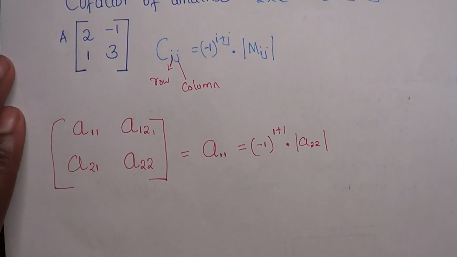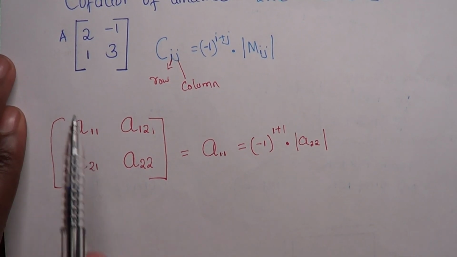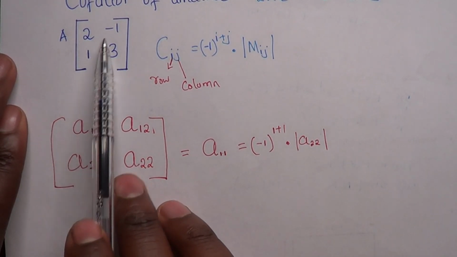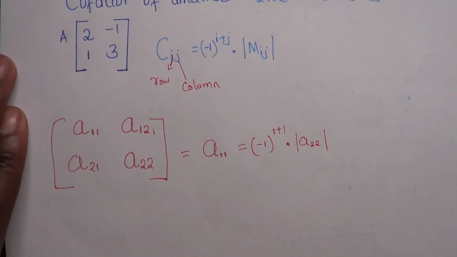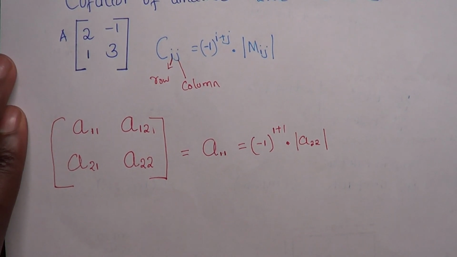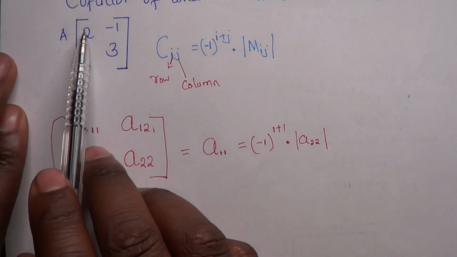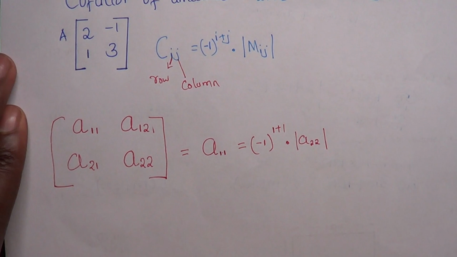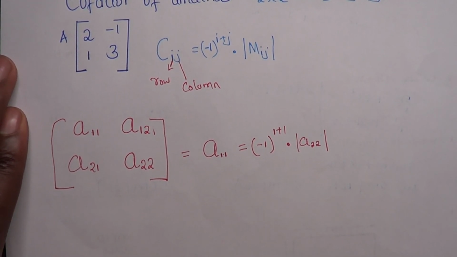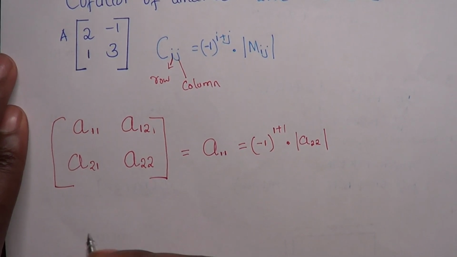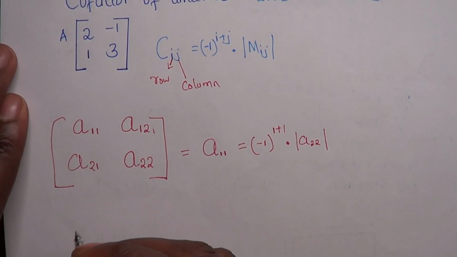You see there, we were given this matrix, and now we need to find the cofactor of it. Now we need to find the cofactor of every element of it. We need to start with 2 here. This one is like now a11, that is the first row, first column. Okay.